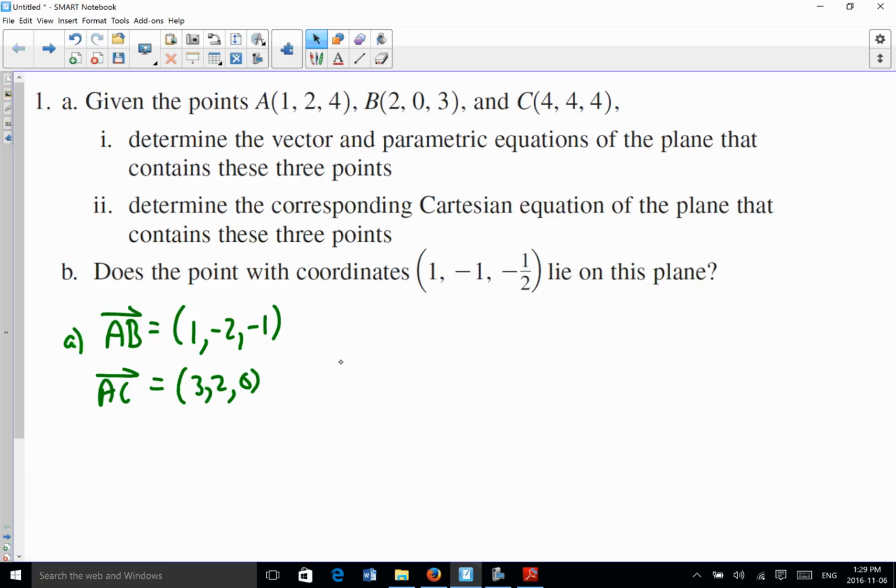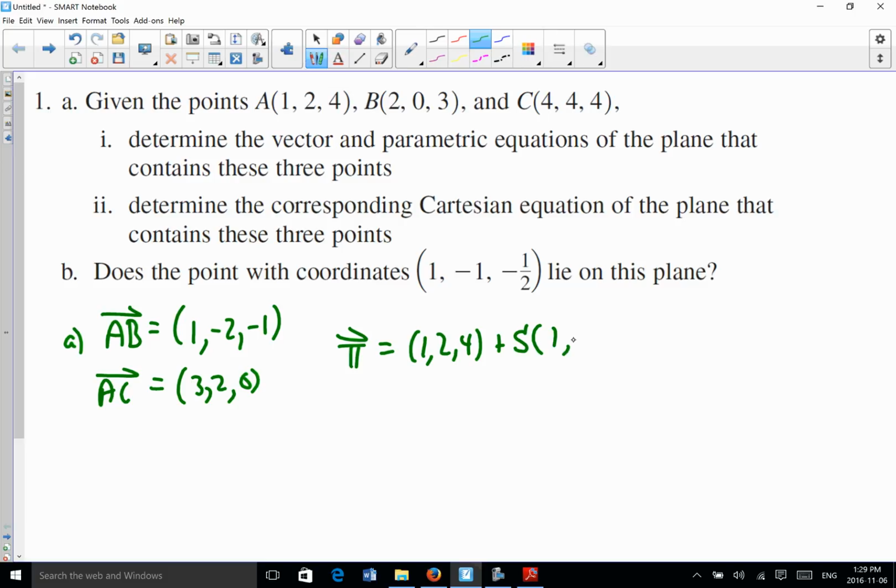And now, if I want to make a vector equation, I'll pick a point, any point I want. I'm going to use A. You could use B or C. Totally fine. And we need our direction. So, oops, not -1, 1. Fix that. So 1, -2, -1, and t, 3, 2, and 0. Order doesn't matter, and if you chose to do BC, that would have been fine too.